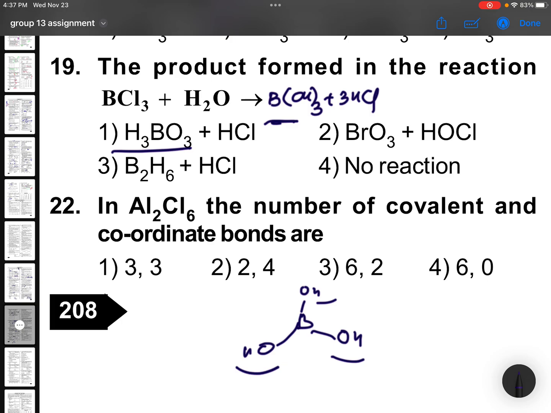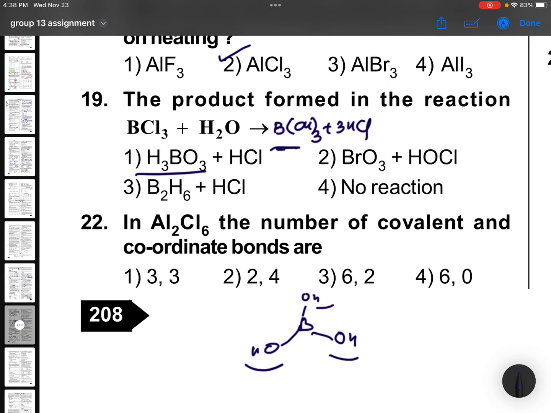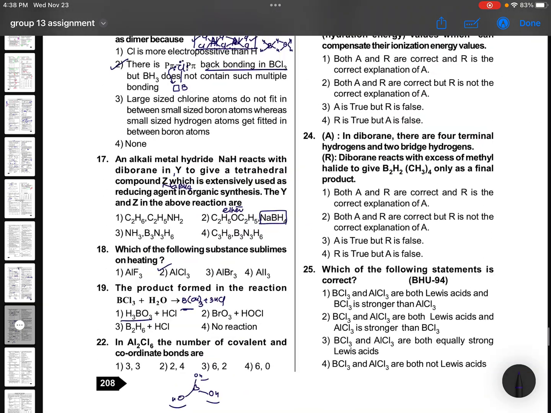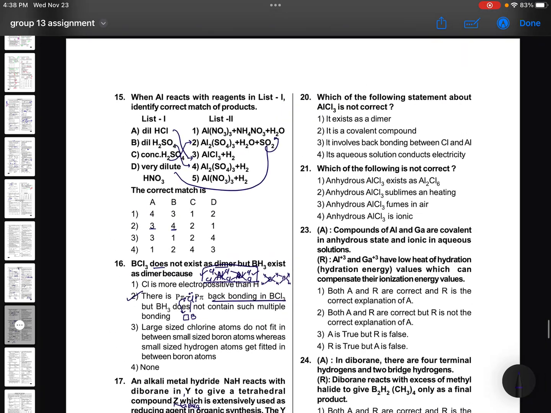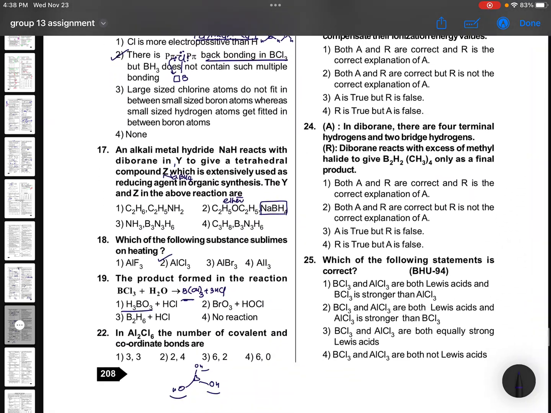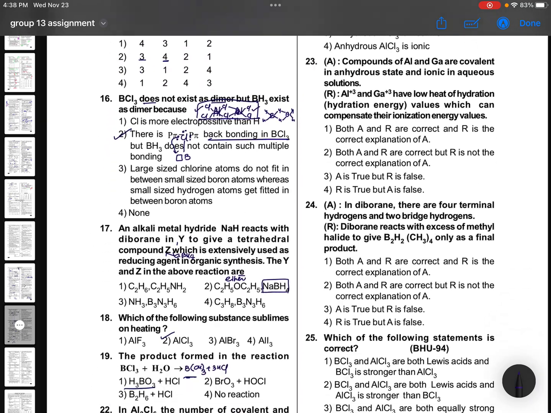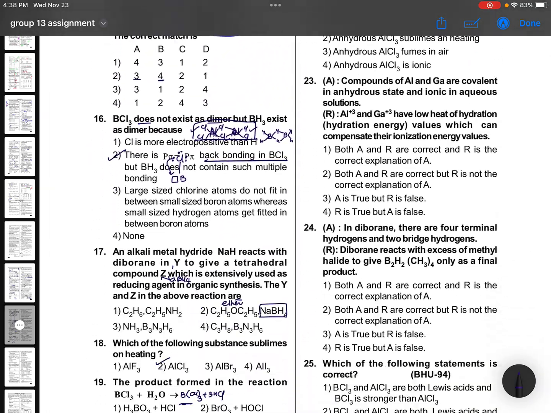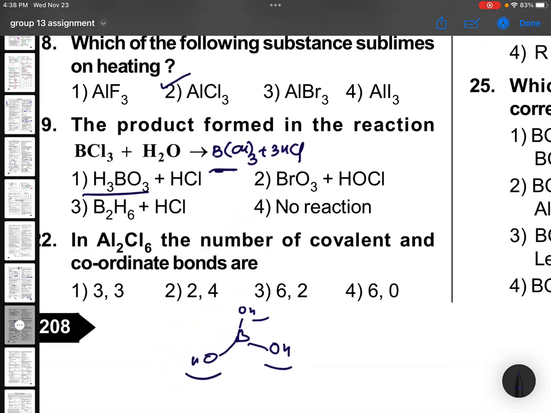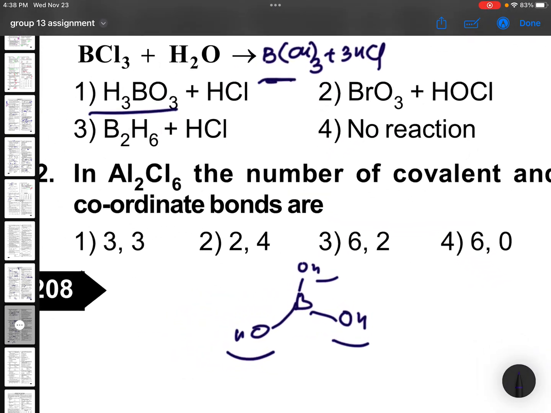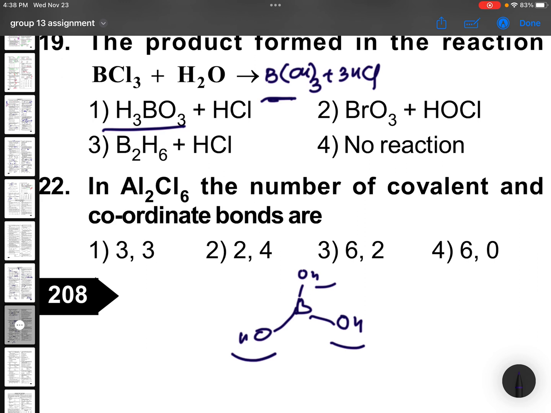28th question. 20 after 19. How did you go to 22? Why has it come 22? See here 21, this is 22. Something missing here. Okay, we'll check. Mr. Computer Operator, what are you doing, man? This is not at all fair. After 19 it should not be 22. It is 20, let us say.